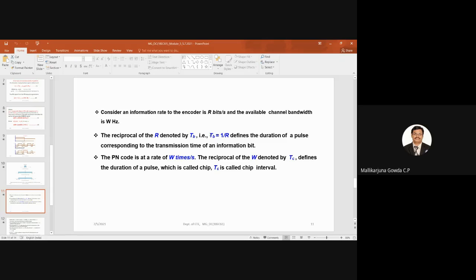pulse duration. Then we say the pseudo noise code will be transmitted at a rate of W times per second. The reciprocal of that will give you the chip duration, TC. We call this the chip duration of the pseudo noise pulse. We call that a chip. That is why it is denoted as TC. So TC is the chip interval.